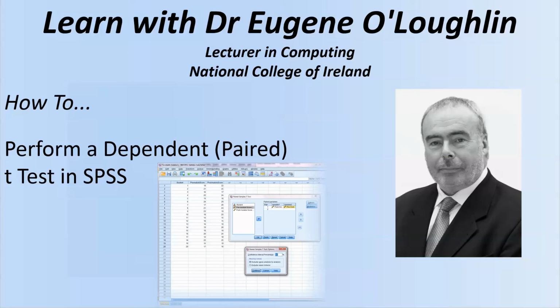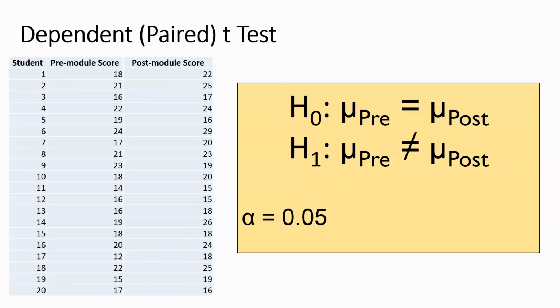In this video, we're going to learn how to perform a dependent or paired t-test in SPSS. Before we start, let's take a look at the data that we're going to use in this dependent or paired t-test. Let's say I've got a group of 20 students, and before I run a module, I give them a test and I record their pre-module score.